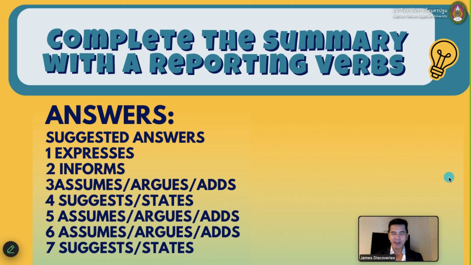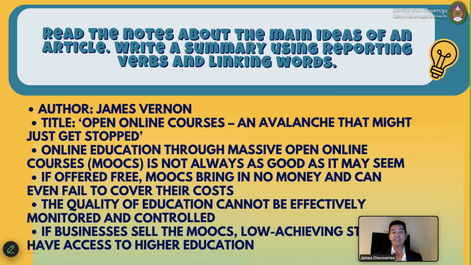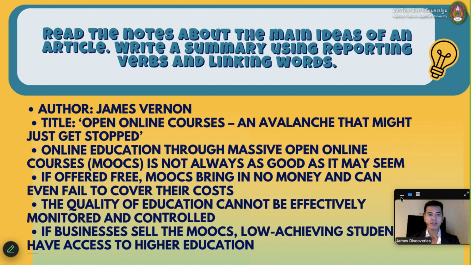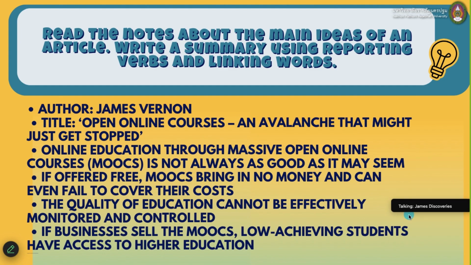Moving on, of course, is another activity. So I'm giving you here the author's name, the title, the online education, something like this, and it's up to you. I give you the information already. So read the notes about the main ideas of the article and then write a good summary. The same with using the reporting verbs, the order of events, or the linking words. Okay, using these ideas. For example, I give you the idea. Look at my sample.